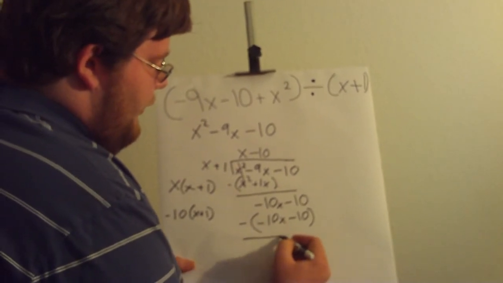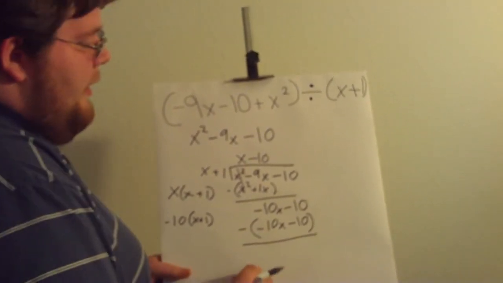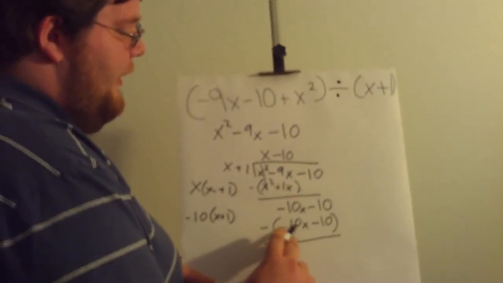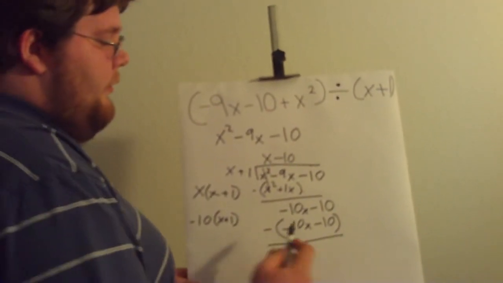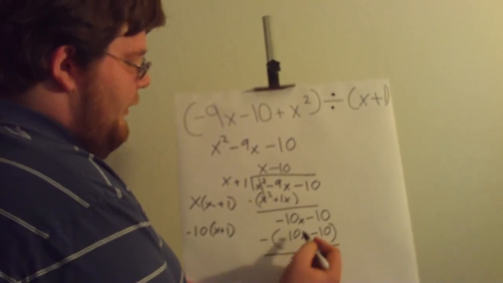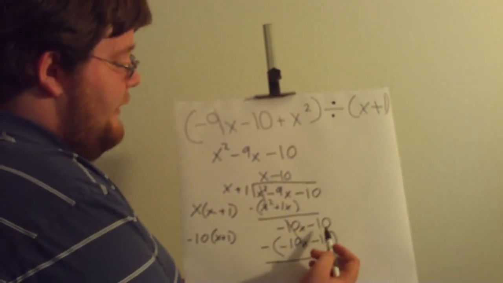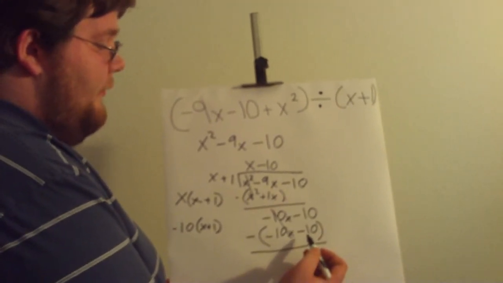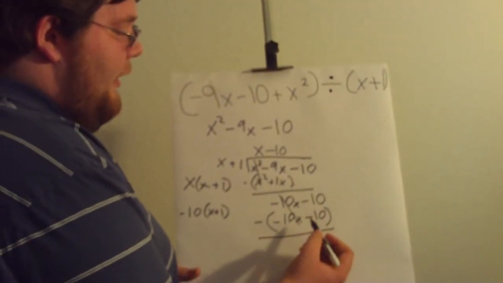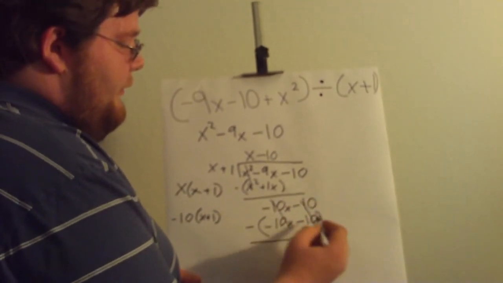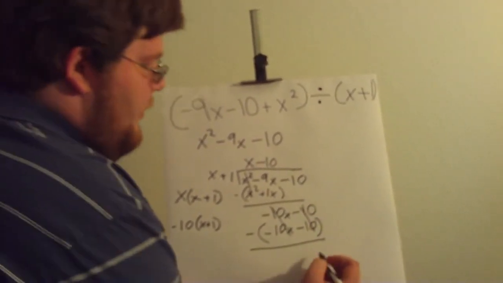So let's put our subtracting bar down again. Now we have negative 10x minus a negative 10x. So the negatives cancel themselves out, and that becomes 0. Now we have negative 10 minus negative 10. Again, like the negative 10x, since we're subtracting, those will cancel out. So now we have a remainder of 0.